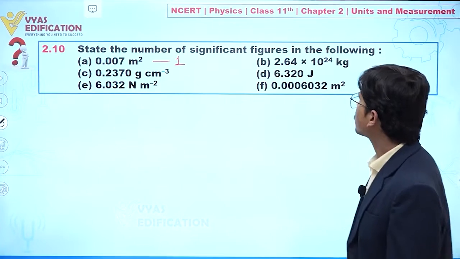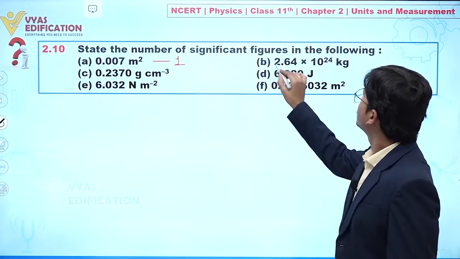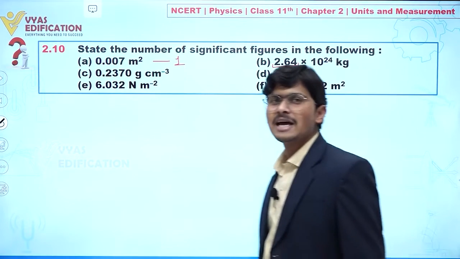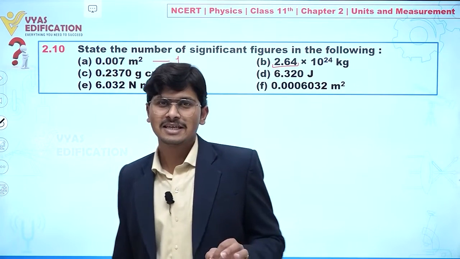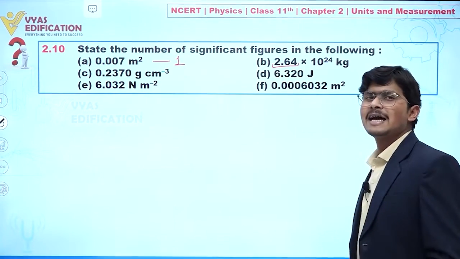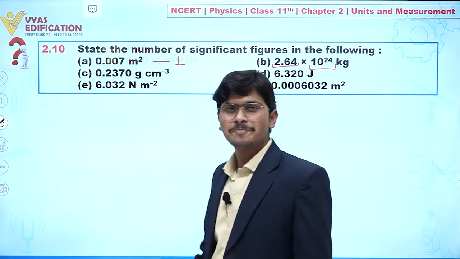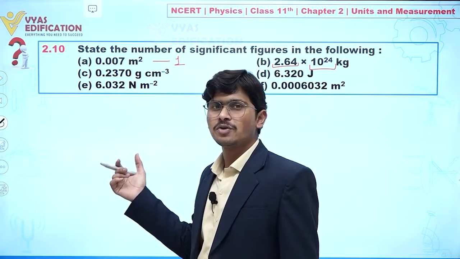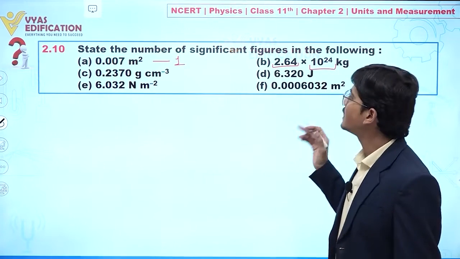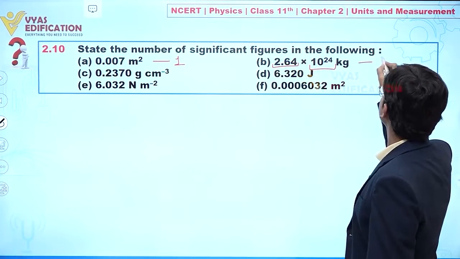If we talk about part B, we can say here we are having 3 non-zero digits. And non-zero digits are considered as significant. This is actually representing the order of the digits, so order of magnitude. Order of magnitude is not considered as a significant figure. So we can say this is 3.